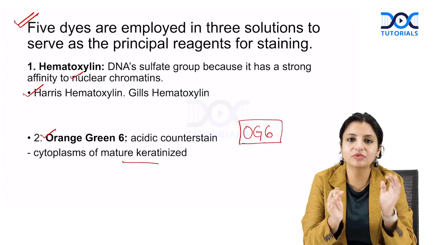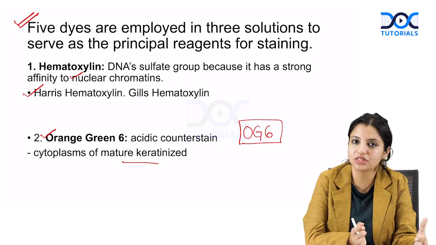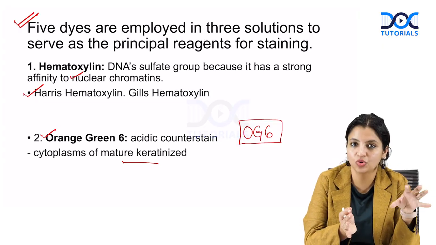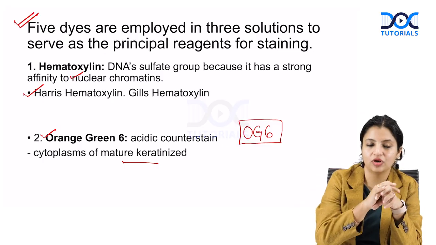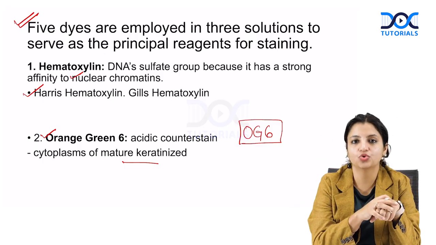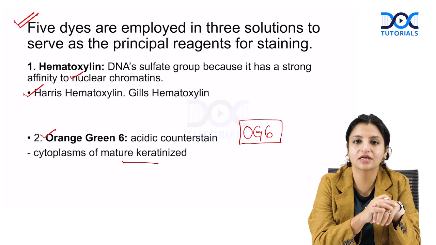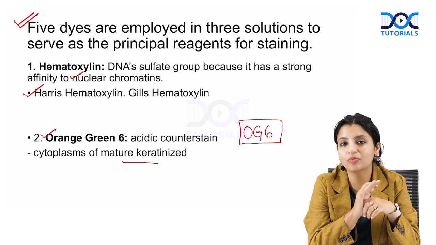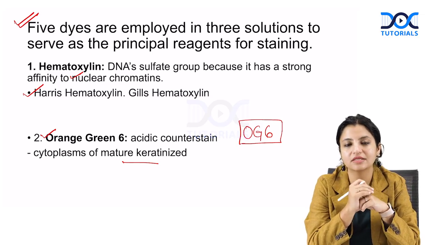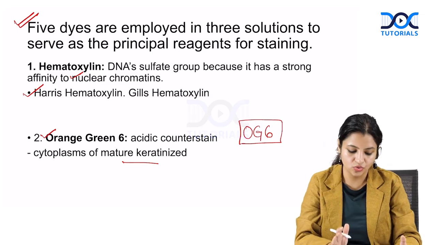Okay, so this is basically the acidic counter stain that we use because hematoxylin is blue. Now you have to put a counter stain on it. So the first counter stain that we use is OG6, orange green 6, and it stains the cytoplasm of mature keratinized cells. Okay, so that is your OG6.